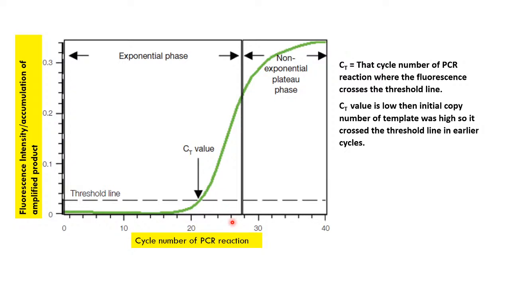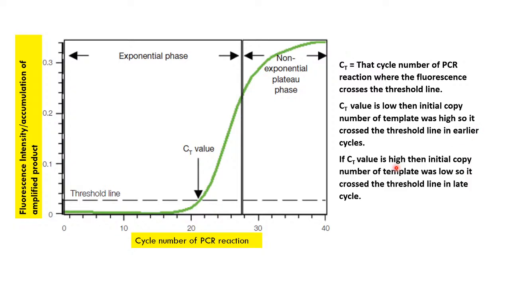So if the CT value is low, then the initial copy number of the template was high. That's why it crossed the threshold line in earlier cycles. And if the CT value is high, then the initial copy number of the template was low. So it crossed the threshold line in the late cycle. It took time for the system to generate enough fluorescence to cross the threshold.